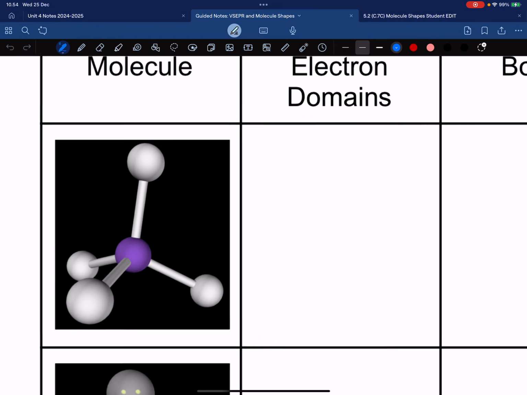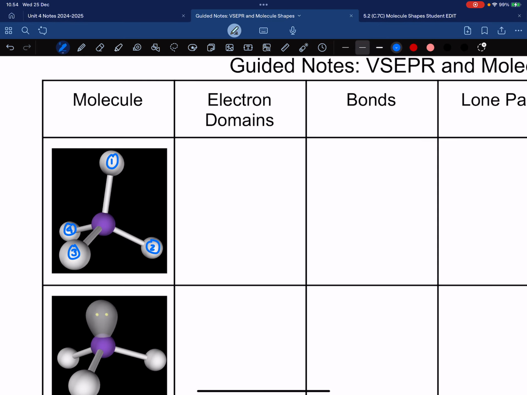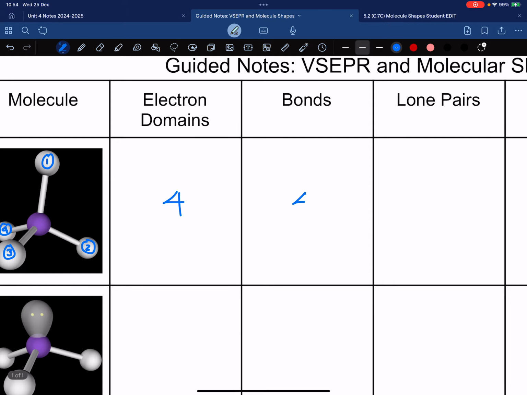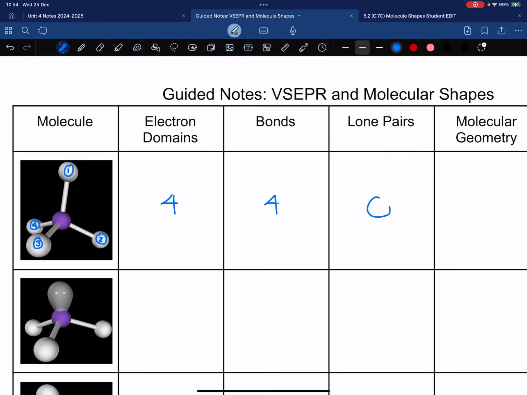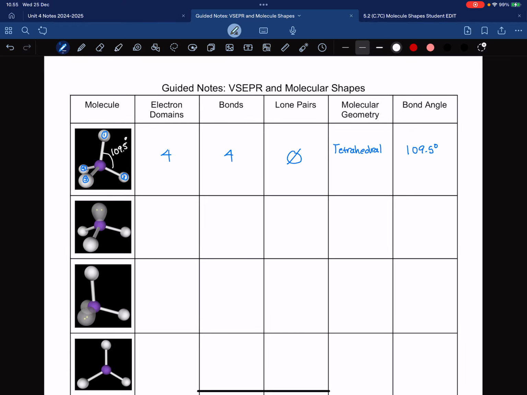The first one, you're taking a look at the things that are hanging off the molecule. You have 1, 2, 3, 4, and all of them are bonds. So we have 4 electron domains. We have 4 bonds. We have 0 lone pairs, which gives us a molecular geometry of tetrahedral and a bond angle of 109.5 degrees. All right, next one.